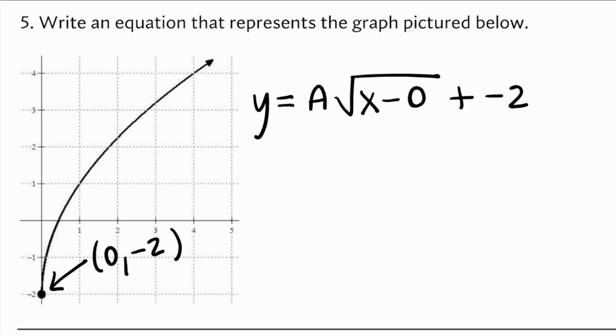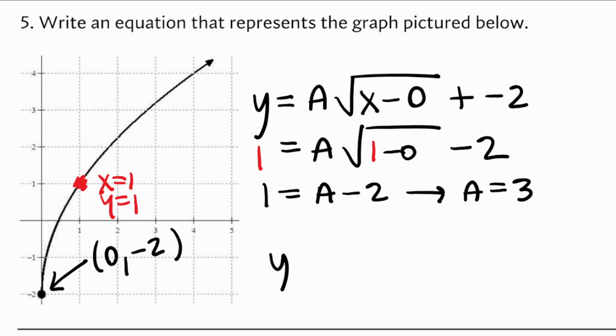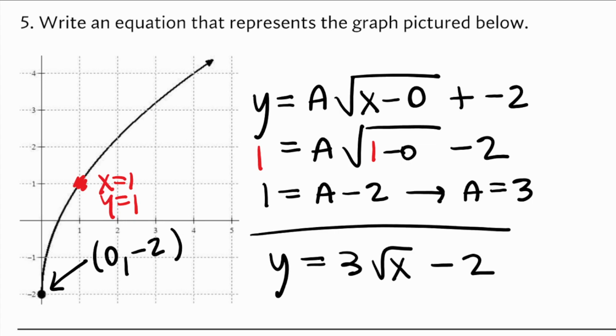And then I'm going to use some other point that I know is on the graph. So I'm going to use 1, 1. So x equals 1, y equals 1. So 1 is going to equal a times the square root of 1 minus 0, minus 2. So that's going to just be 1a minus 2. So 1 equals a minus 2. A is going to need to equal 3. And so y is equal to 3 times the square root of x minus 0 minus 2.